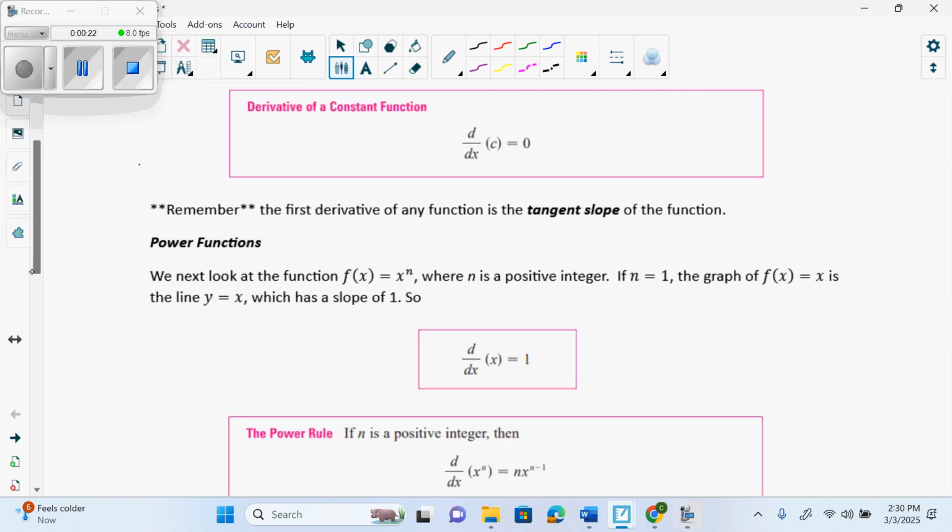Power functions, we've already talked about these. We next looked at the function f of x equals x to the n, where n is a positive integer. If n is equal to 1, the graph of f of x equals x is the line y equals x, where the slope is 1. So basically, the derivative of x is 1. And we've talked about this before. This d over dx in front of it is just saying the derivative of, in function notation. Leibniz notation technically. The derivative of x is 1.